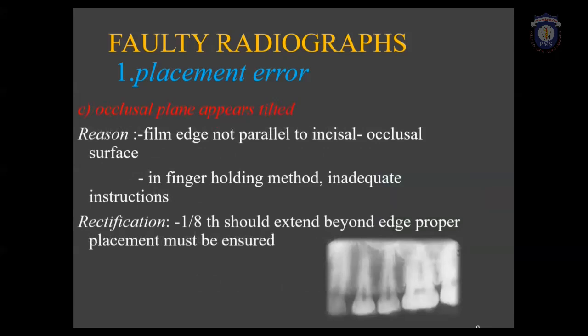When the occlusal plane is tilted, the main reason for this is that the film edge is not parallel to the incisal or the occlusal surface. In the finger holding method, it may be due to inadequate instructions given to the patient. So to rectify it, we need to ensure that 1/8 of the film edge extends beyond the teeth.